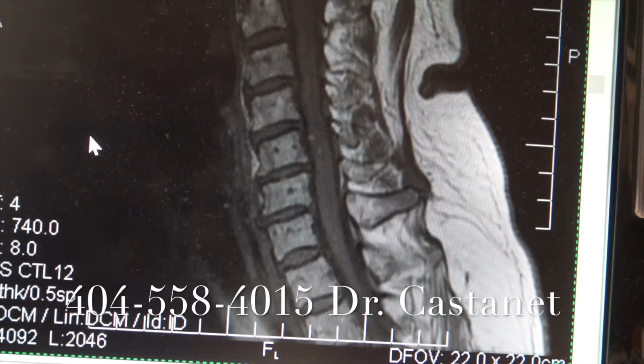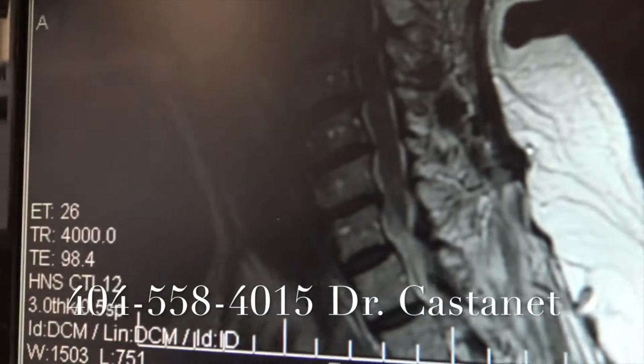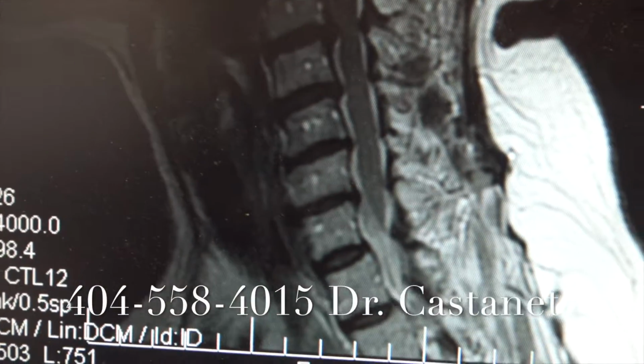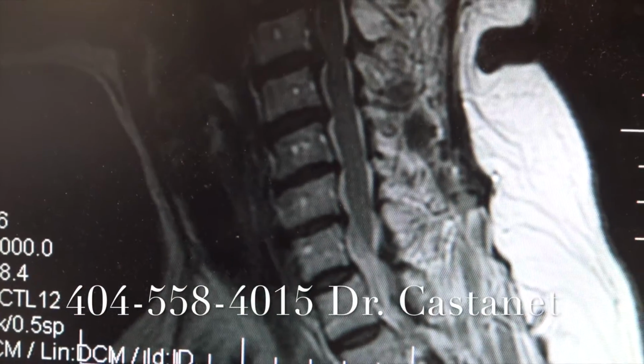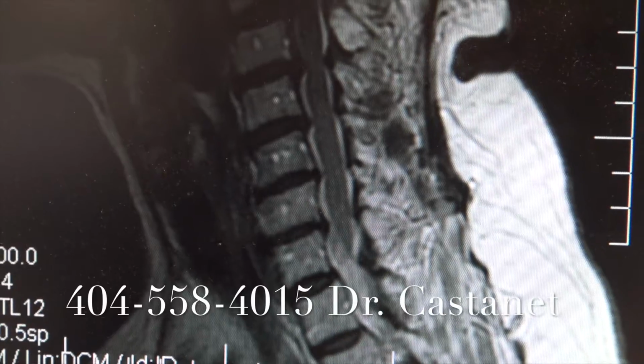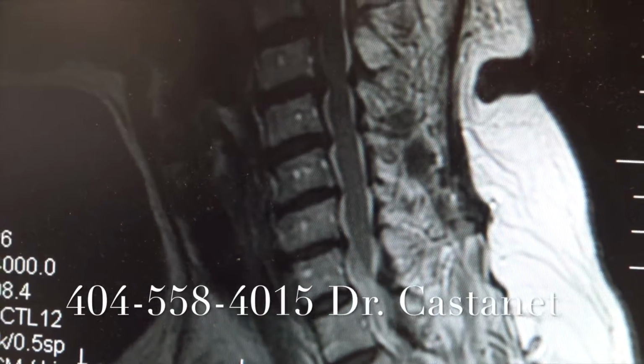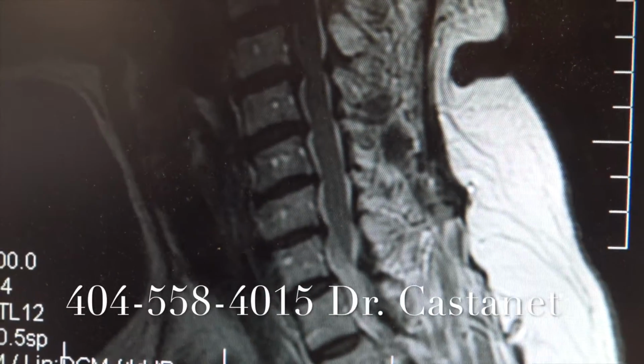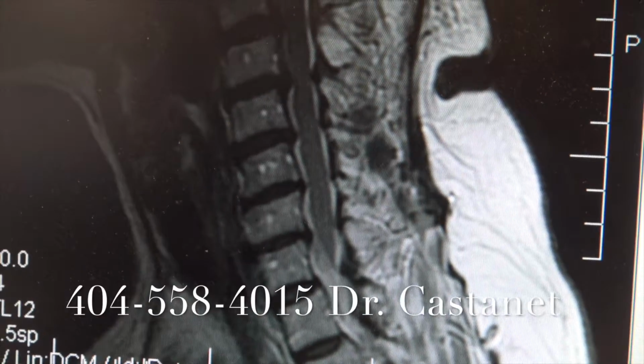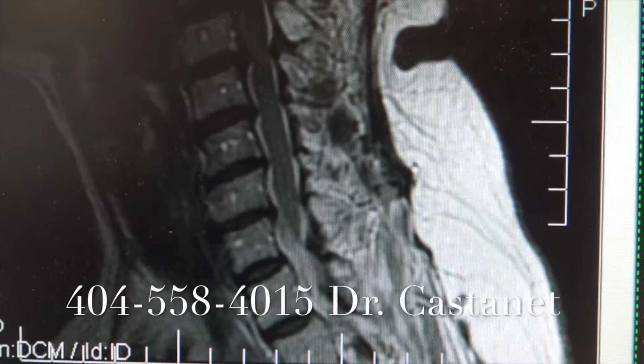I think you get the idea now that compression is the nature of the beast when it comes to the source of and cause of neck and back pain. Decompressing the neck and back is the most effective treatment. I've been treating patients for 28 years.